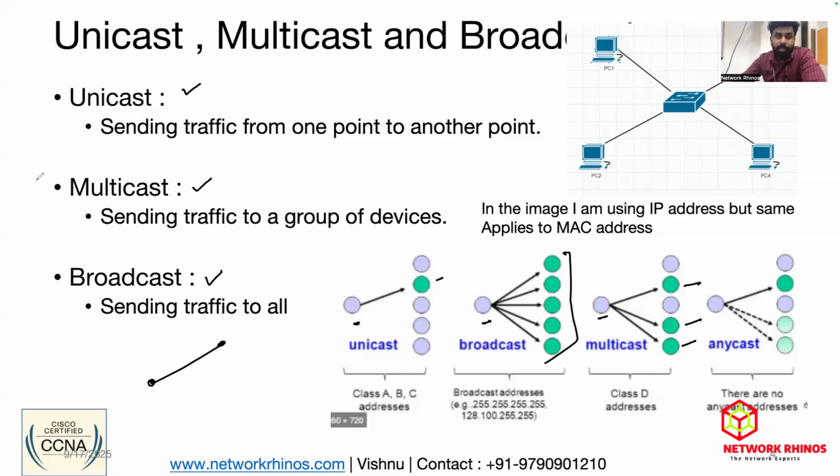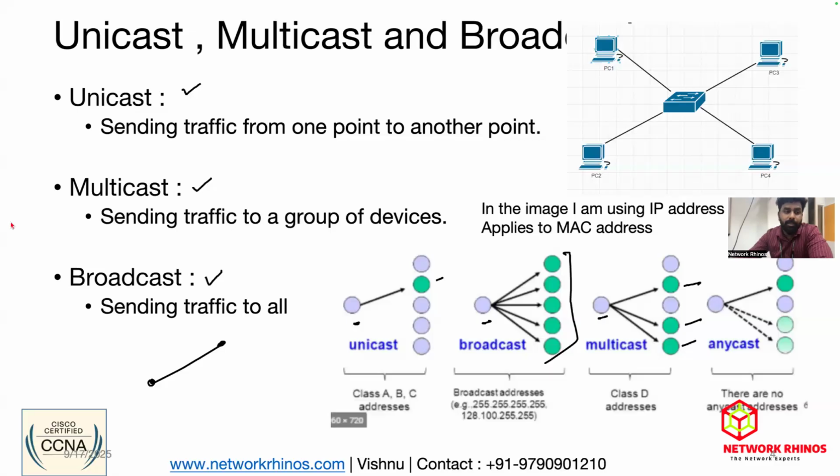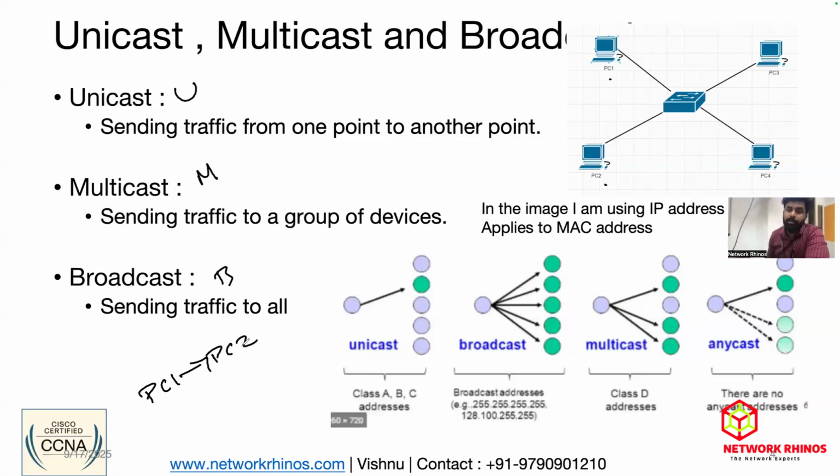Now with this small understanding, let me ask you a question again. You guys can ping the answer in chat: either U for unicast, M for multicast, and B for broadcast. In this given example, I have PC1, 2, 3, and 4. If PC1 talks to only PC2, is it unicast, multicast, or broadcast? Please ping in chat U, M, or B.